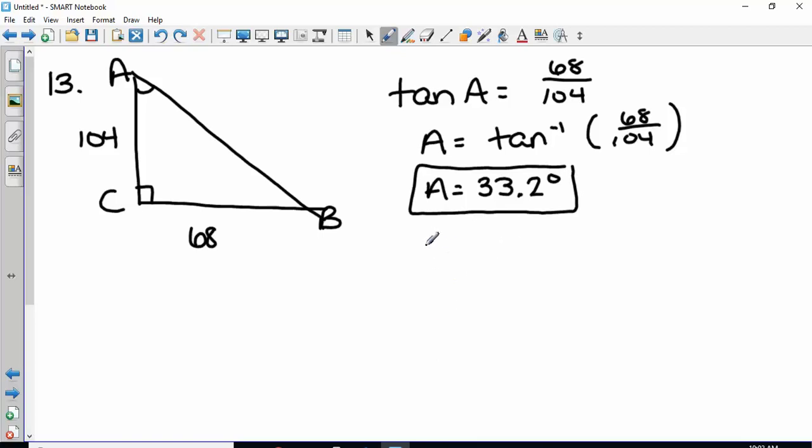Once I have that, it's pretty easy to get angle B. What would we do? These angles have to add up to 180. So 180 minus 90 is 90. So if we do 90 minus the 33.2, we get 56.8 degrees for angle B.